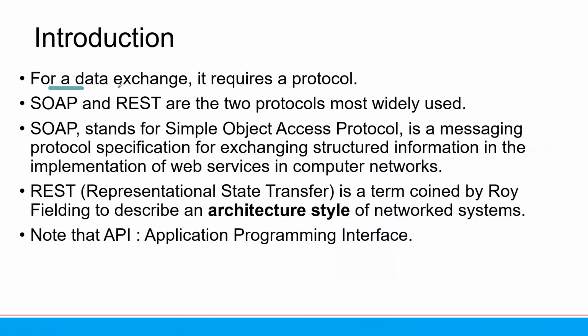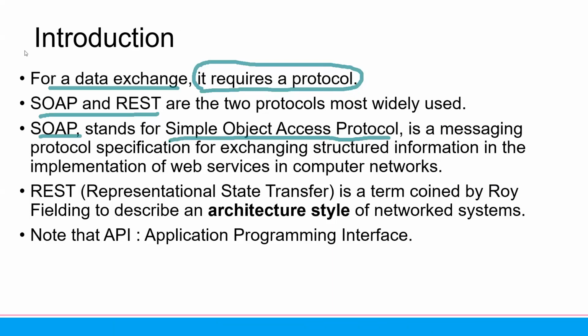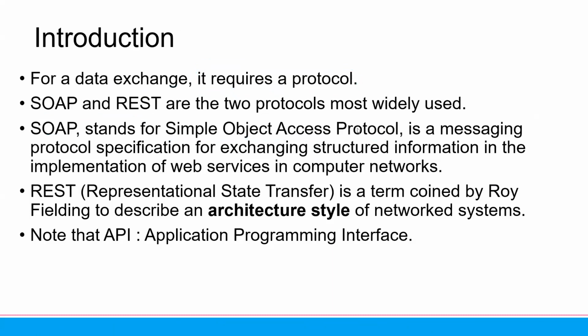For the data exchange, it requires a protocol. There are two important protocols. Actually, nowadays there are also other kinds of protocols, but we will just learn these two. First is SOAP, and the other is REST. SOAP is Simple Object Access Protocol. It is a messaging protocol specification for exchanging structured information in the implementation of web services in a computer network.